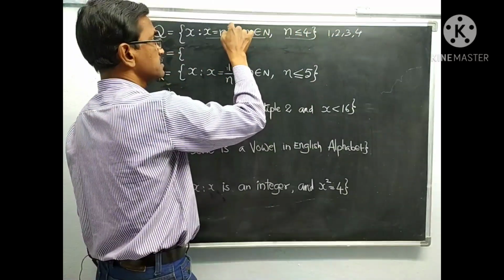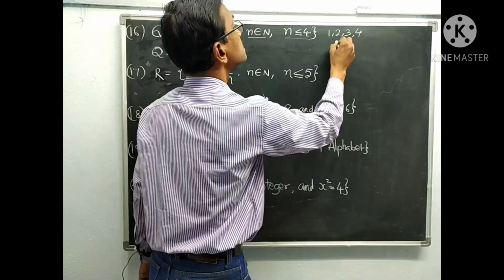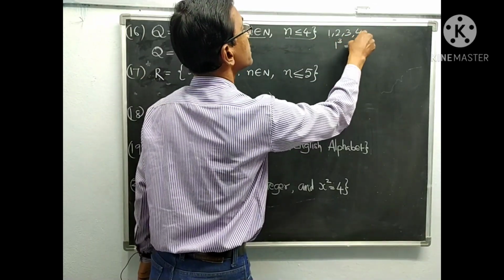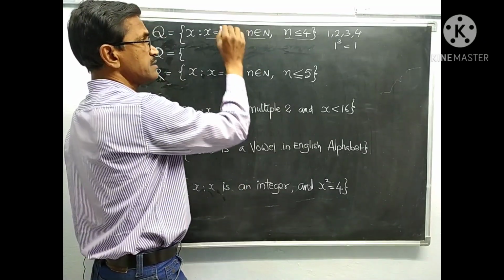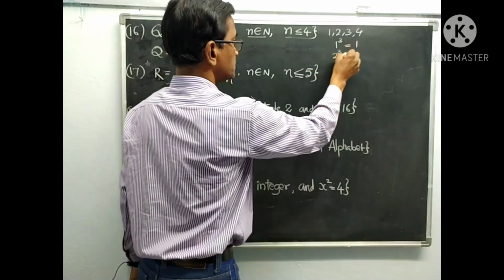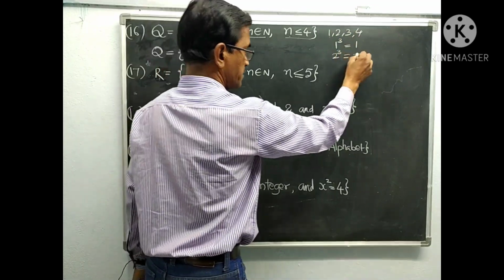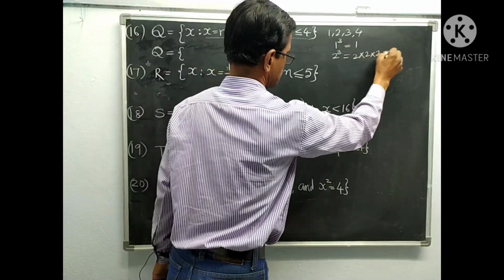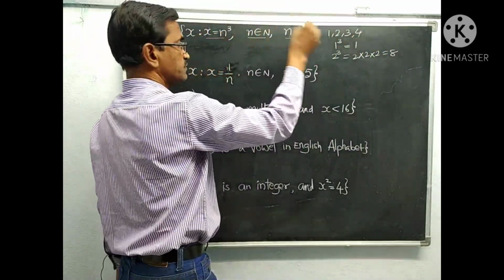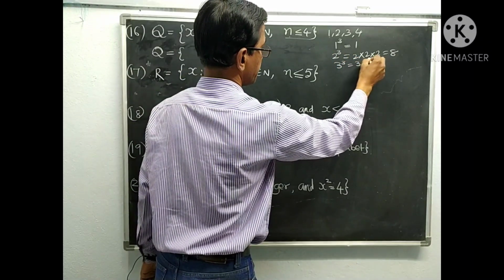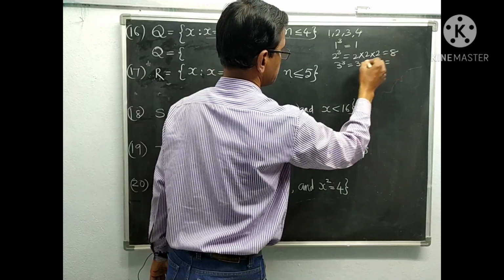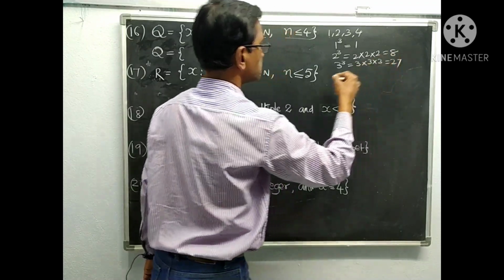If you write 1 in the place of n, 1 cube is equal to 1 into 1 into 1, which is 1. If you write 2 in the place of n, 2 cube is 2 into 2 into 2, and we know that is 8. In the place of n we write 3, 3 cube is 3 into 3 into 3. 3 threes are 9, 9 threes are 27.